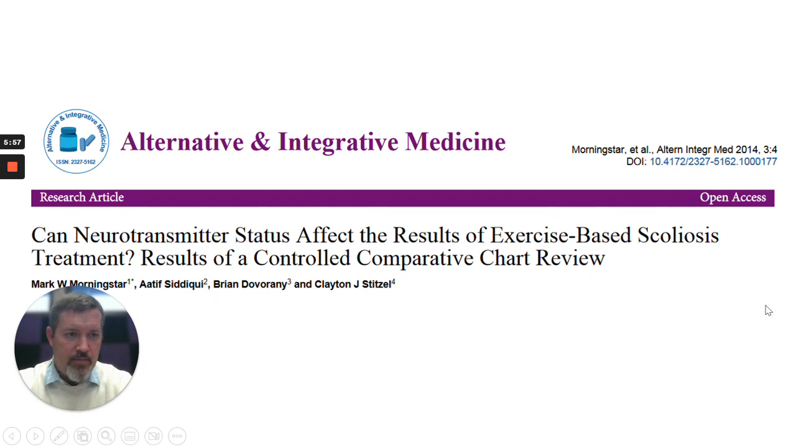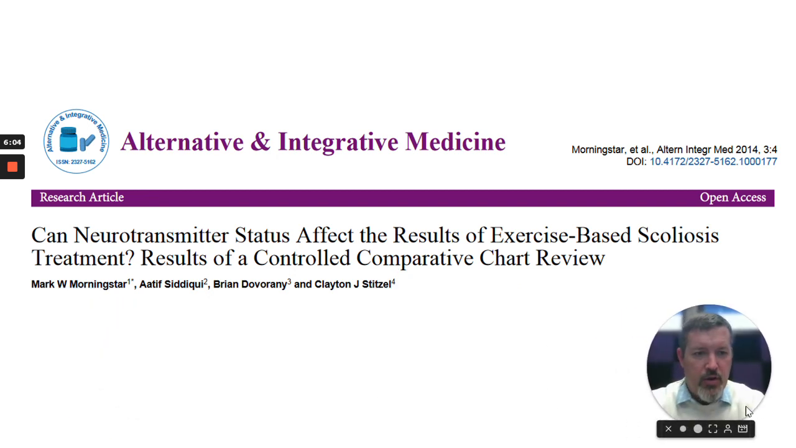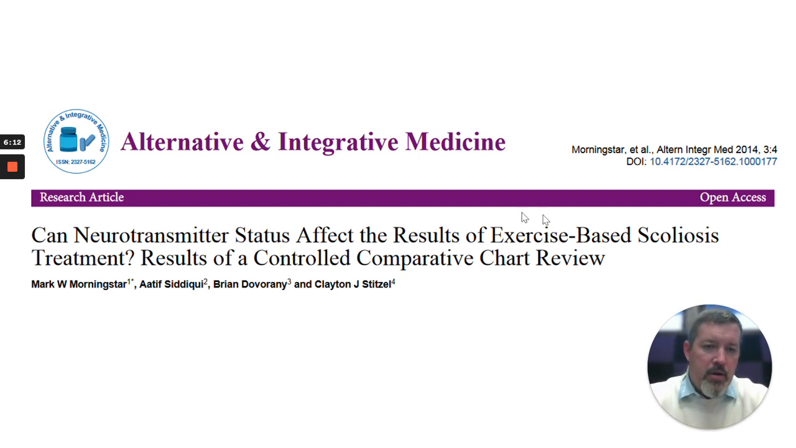Then we went a step further, again, before other people did, and said, okay, if we observe all of these neurotransmitter changes, what do they mean? How do they impact anything we're doing? So what we found is that we took a number of kids who went through what we call scoliosis boot camp, or ScoliSmart boot camp, and started tracking their changes.